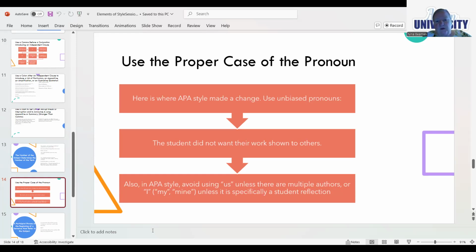Also in APA style, you want to avoid using us unless they're multiple authors. Now, if you're using AI to help you, it uses us and we a lot because it was fed a lot of textbooks that would say, in this chapter, we will discuss. Well, there were multiple authors, and so that's why they say that. But in APA style, we don't use us. We only use I, my, mine in a student reflection. So you really want to try to avoid the pronouns in APA style writing.